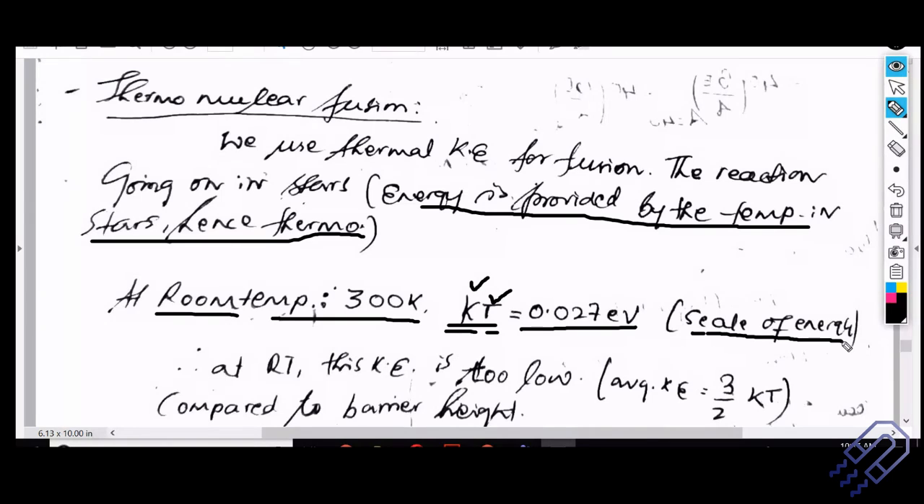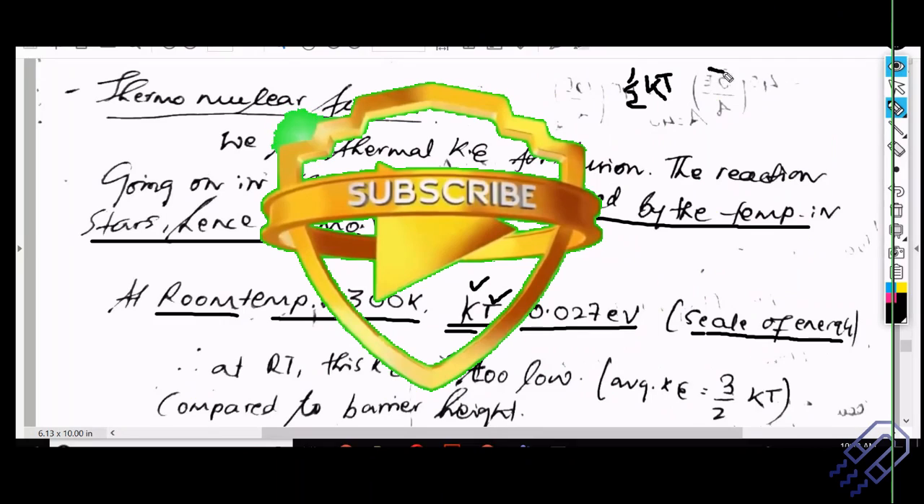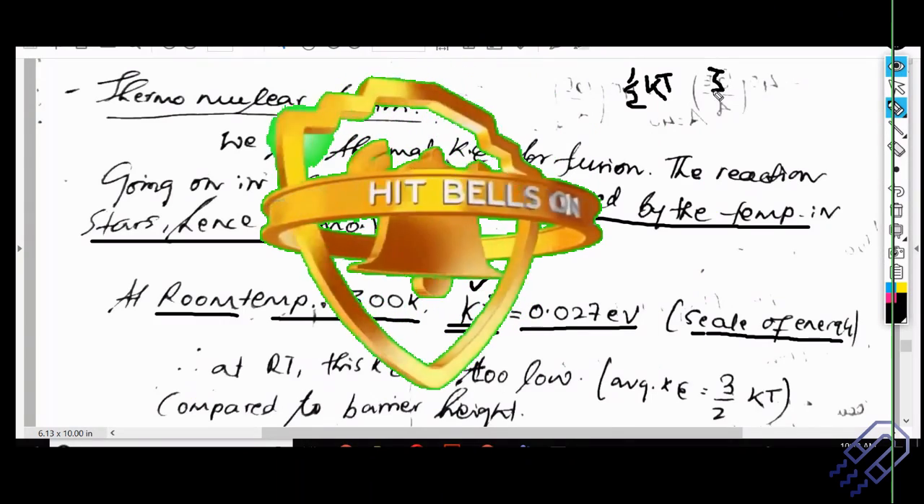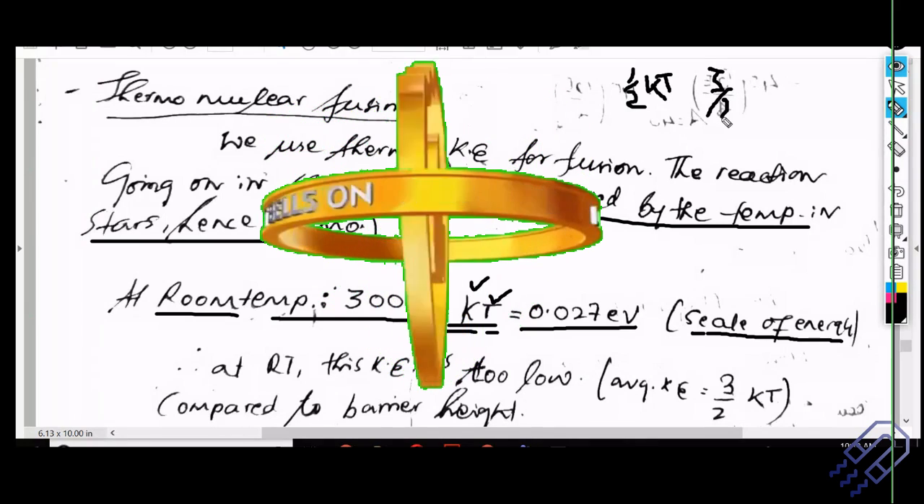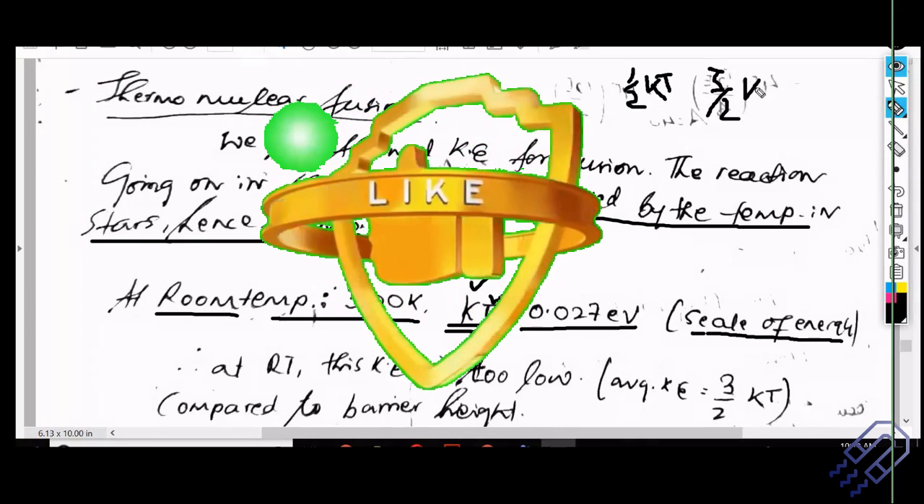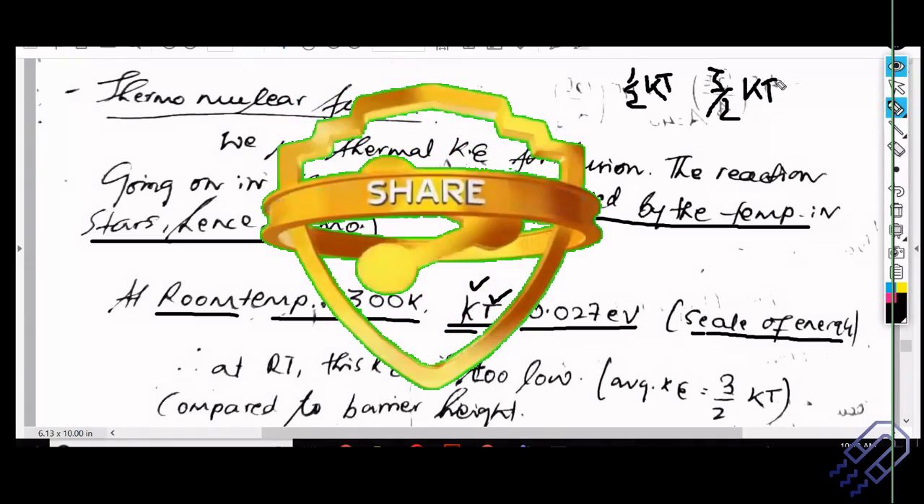But if you remember from your statistical mechanics, the kinetic energy per molecule per degree of freedom is half kT. This is something we derive from the law of equipartition of energy. Here also we are talking about molecules, so obviously this is valid. If you are considering one gas molecule and you want to find the kinetic energy per molecule, it will be 3 by 2 kT. Why 3? Because of 3 degrees of freedom. So let's keep this in mind.